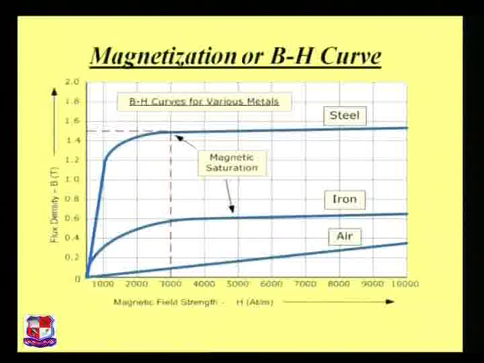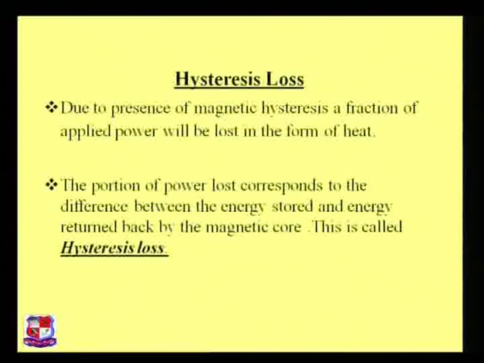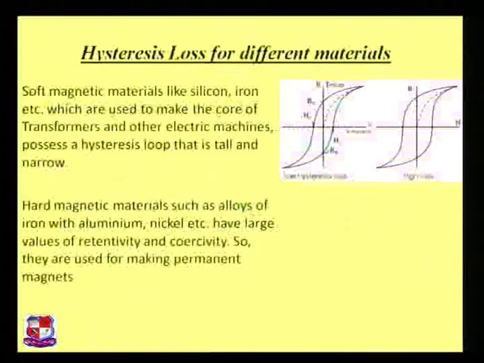Here we have the magnetization or BH curve for different kinds of metals. For steel we can see the magnetization curve, for iron we can see the magnetization curve, and for air we can see the magnetization curve. Here is hysteresis loss, we discussed it. Here we have hysteresis loss for different materials.